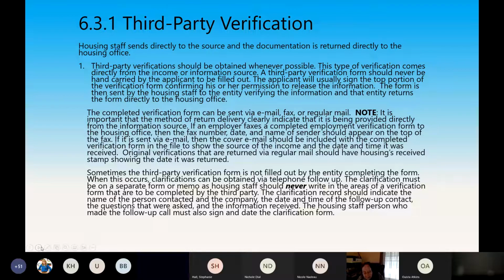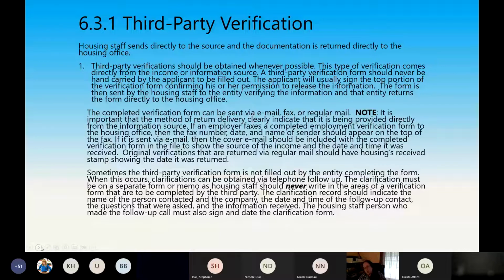Sometimes third-party verification is not filled out by the entity completing the form. When this occurs, clarifications can be obtained via telephone follow-up. Clarification must be on a separate form or a memo, as the housing staff should never write on the areas of a verification form that are supposed to be completed by that third party.